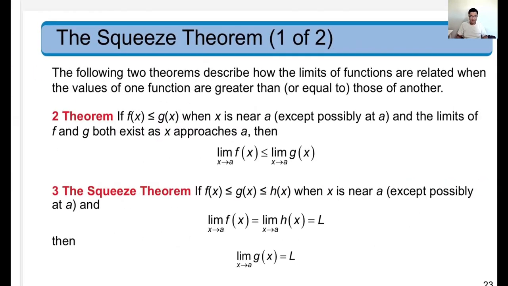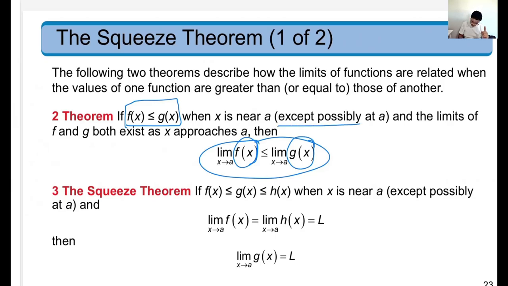And here is a formal statement. Prior to the squeeze theorem, this result, which when you apply from both sides becomes the squeeze theorem. Okay, what does it say? If a function f is always equal or less than function g, then the limit of f of x will also be less than the limit of g, right? Except possibly at a.